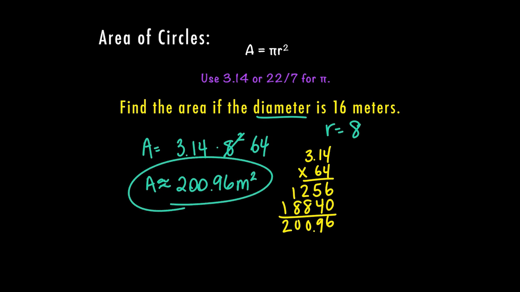If they wanted me to leave my answer in terms of pi, then I would have just answered the area is 64 pi, because 8 squared is 64, and instead of multiplying by 3.14, if they want you to leave it in terms of pi, you would just leave the pi symbol as part of your answer.